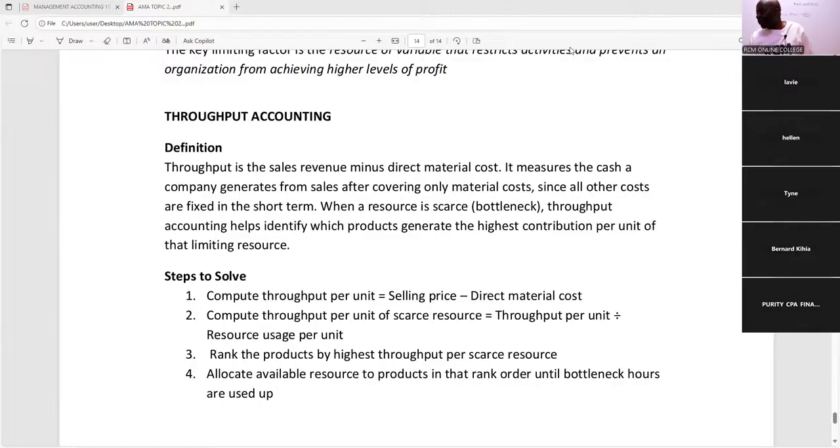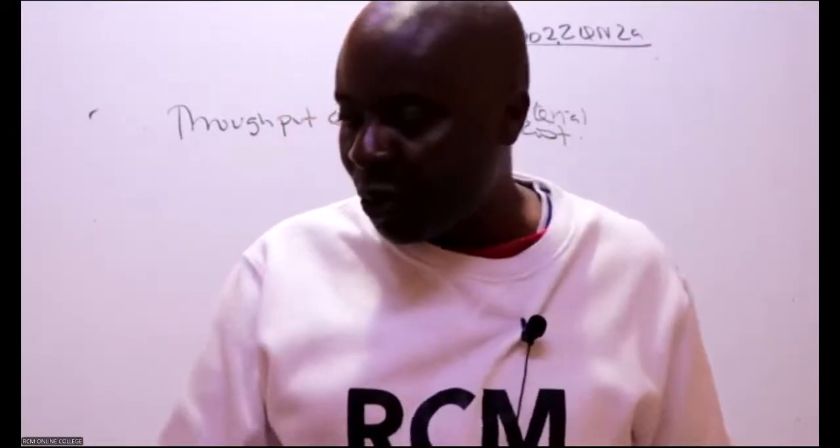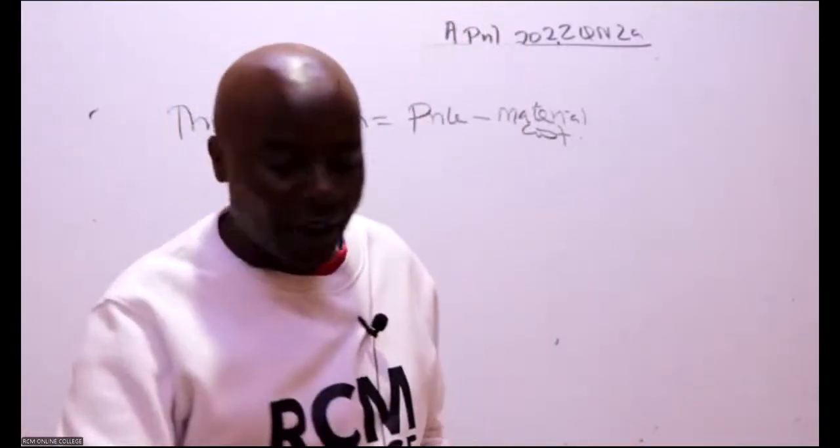So let's do this question. This is interesting. Roman 2, they want us to use throughput accounting.